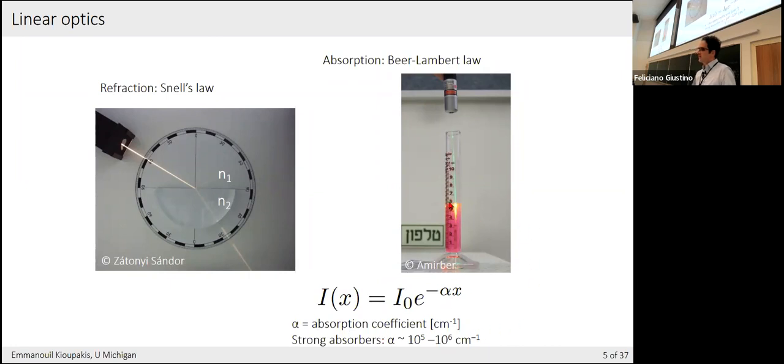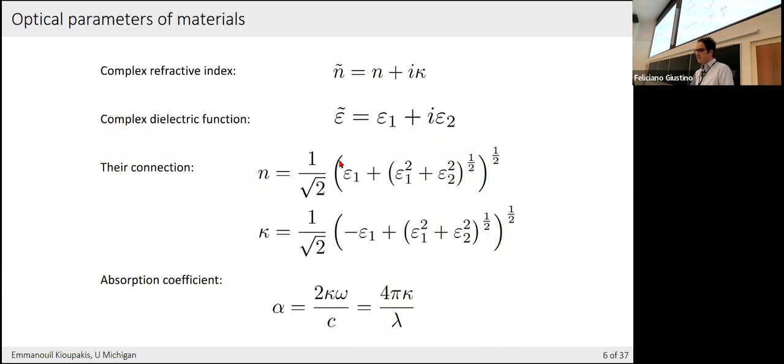And the way it works is that if you shine light in a material, the intensity of the light decays exponentially as the light penetrates the material, with a characteristic length of the inverse of the absorption coefficient. So for a very strong absorber, the absorption coefficient is on the order of 10^5 to 10^6 inverse centimeters. So that's 10 to 100 nanometers, and that's where most strongly absorbing materials absorb all the light. Okay, so our goal here is to calculate the absorption coefficient from first principles and compare to experiments.